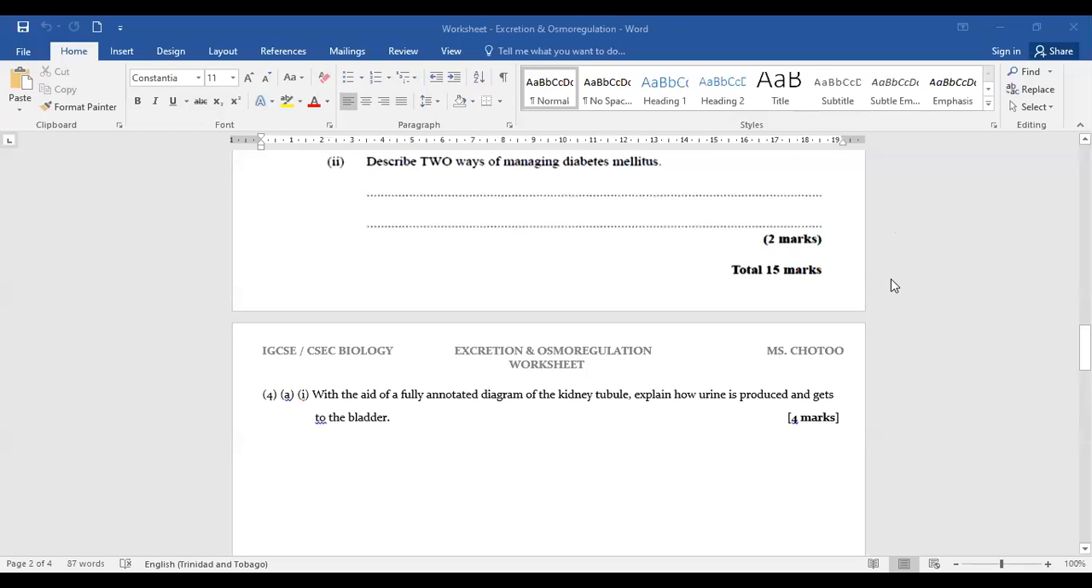All right, so for part 4, you all would have had to draw a fully annotated diagram of a kidney tubule and explain how urine is produced and gets to the bladder. I don't know if you all had the opportunity to open the scanned concise notes that I sent you, but this entire process, from the whole kidney tubule all the way down to urine production, was outlined in a cool, concise manner. So for a question like this, you can memorize that answer and you will be good.